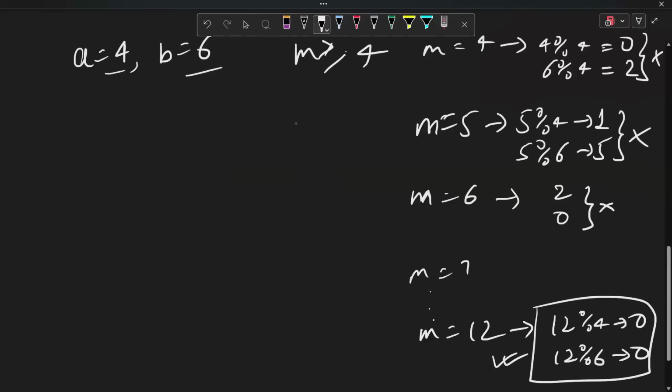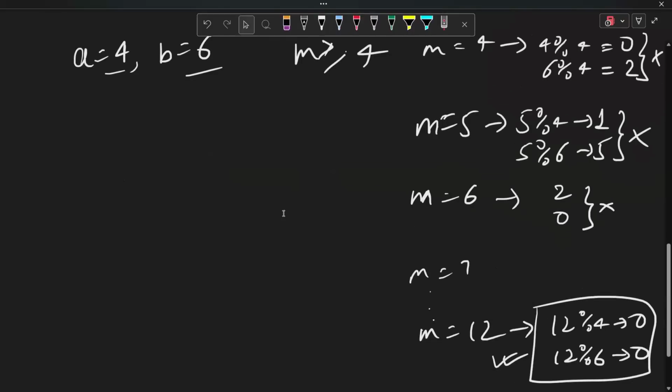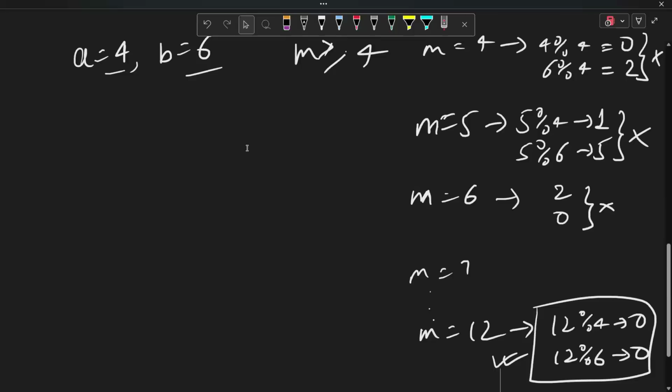It satisfies the condition. Now, one way, looking at the constraints, is that you can probably do a brute force, but the brute force may go up to A times B. That may be 6 into 100 test cases. It would be a tight case. So you may do the brute force thing also, and that may pass. But if you observe a little bit more carefully, you will get a way easier and better answer.